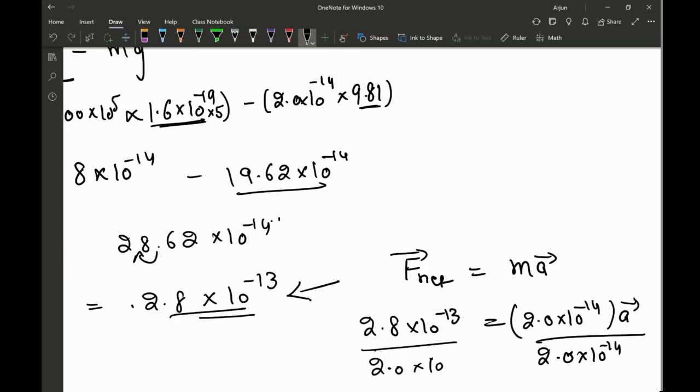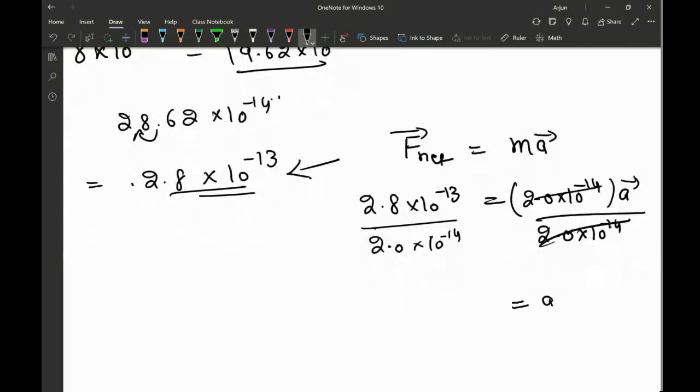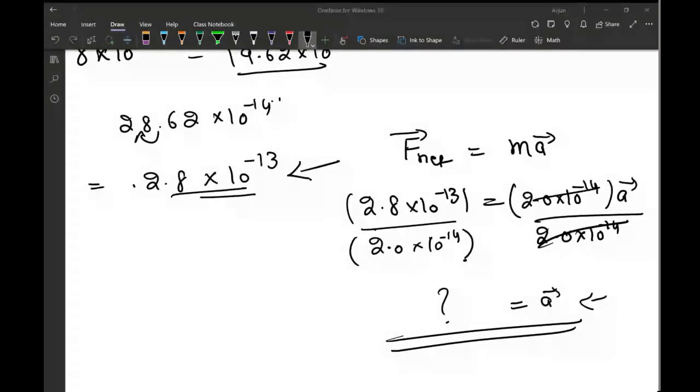Hopefully you were able to understand this question. I'll see you in another video. Till then, goodbye. Whatever number you figure out, I'll leave it to you guys. Make sure you put it in brackets and put this one in brackets too while solving.